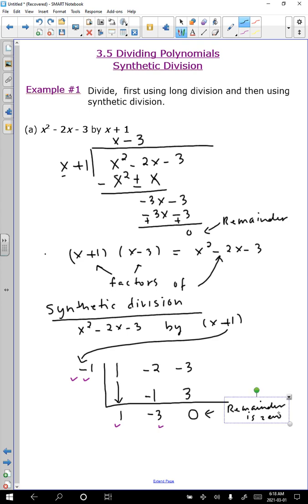So it gives you the answer quite quickly, which is why it's the preferred method. And what you can say is this division gives you the answer: this would be the x term, and this would be the next term, -3. So basically that's the answer you get, which is what we got up here when we divided. So that division gives you, when you divide x squared minus 2x minus 3 by x plus 1, the answer is x minus 3. All right.